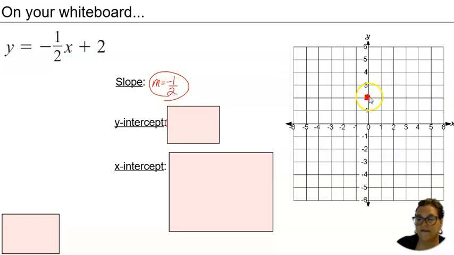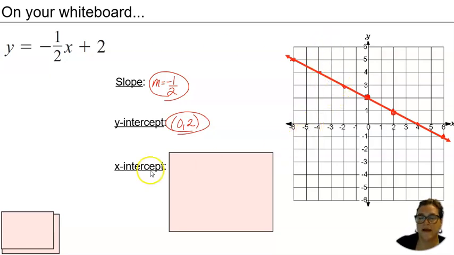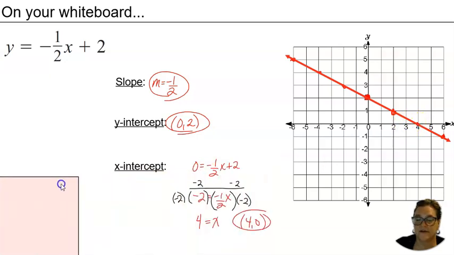Since the slope is negative, this line is going to be going downhill from left to right. So I can go down 1 and to the right 2, down 1 and to the right 2, down 1 and to the right 2, or I could go up 1 and to the left 2. There's our y-intercept at (0, 2), and we can plot that line. So there's our line. If we want to identify the x-intercept, we could just look at the graph. Since we plotted it, we see that it crosses the x-axis at (4, 0). So (4, 0) is the x-intercept.